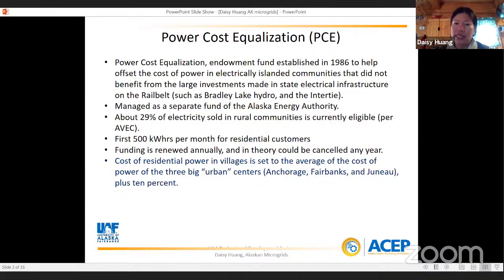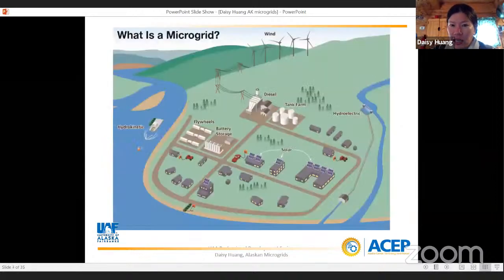The consequence of this is a lot of times, a community will invest in a renewable resource, like they'll put up a wind farm, and the residents will say, well, how come I'm not seeing any savings in my power bill? It's because the benefits of the wind farm, cleaner air, less diesel importation, do not benefit them directly financially. So it's a little bit of a PR challenge, but PCE is a big part of the conversation. That's why I needed to mention it.